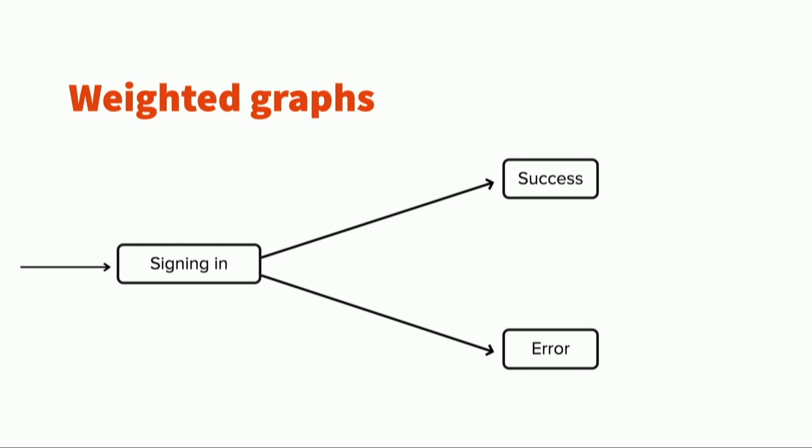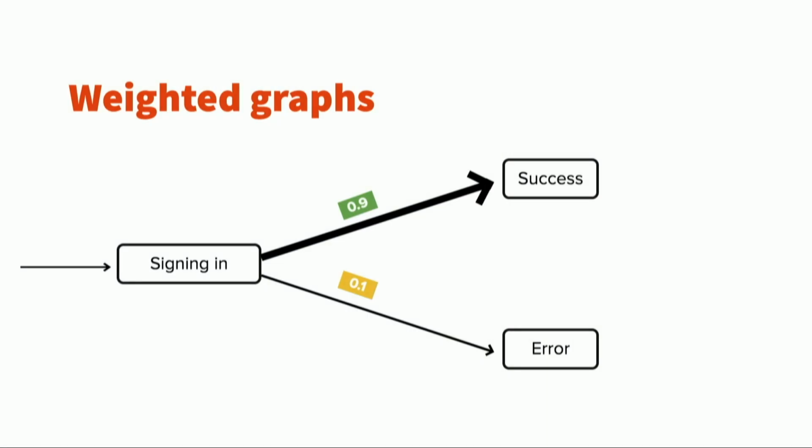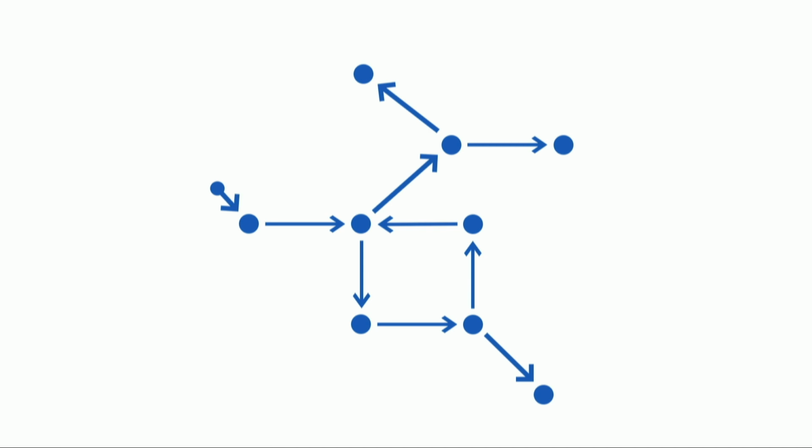One is weighted graphs. And a weighted graph, if you know what a directed graph is, if you don't, then talk to Vaidehi Joshi, who does Base CS, because she has amazing articles written on all these topics. So a weighted graph is basically a way of saying the user is more likely to go from this state to this other state than this state right here. So for example, we see that 90% of the time, we transition from signing in to success rather than to error.